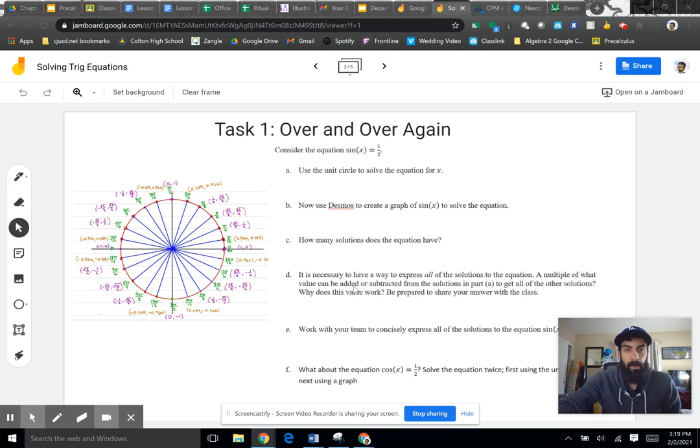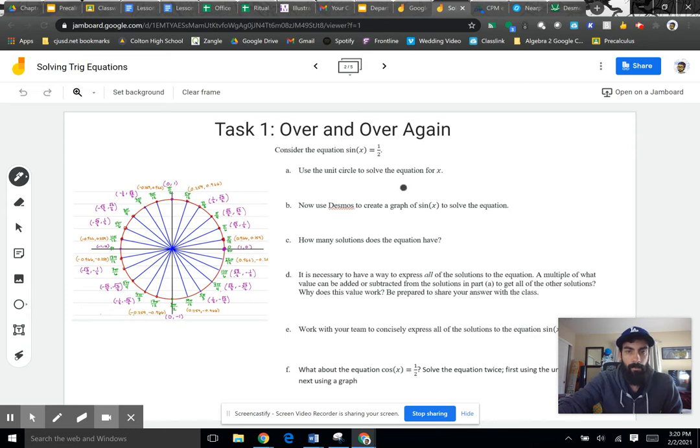What's up, everybody? So yesterday in class, we had started this Jamboard about solving trig equations. Task one was over and over again, and we were trying to come up with solutions to this equation, sine of x equals 1/2. We were looking at that a few different ways, and I felt like I explained it poorly, and I noticed that there were a lot of difficulties with answering some of these questions. So I wanted to clear it up. That way you can proceed to some of the other problems and get this idea down. And that's what you'll be working on today in class.